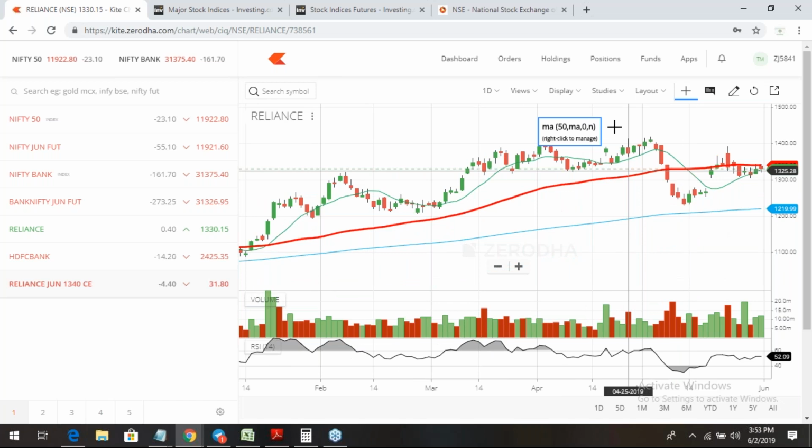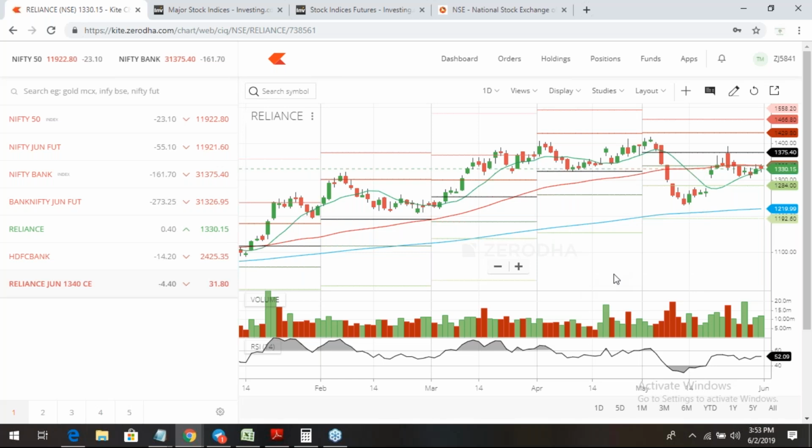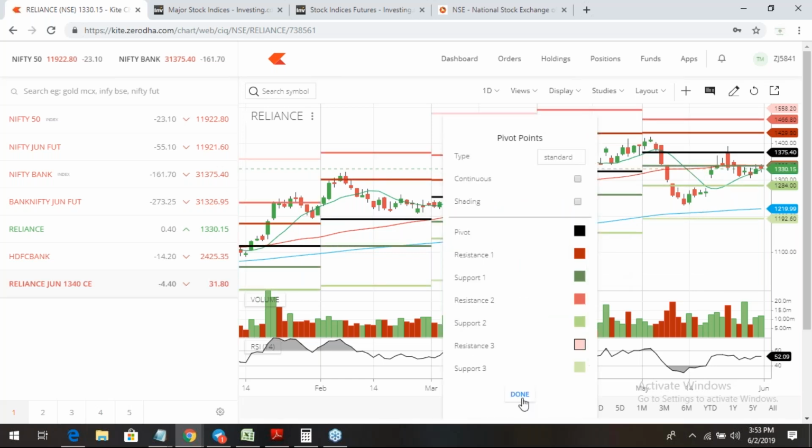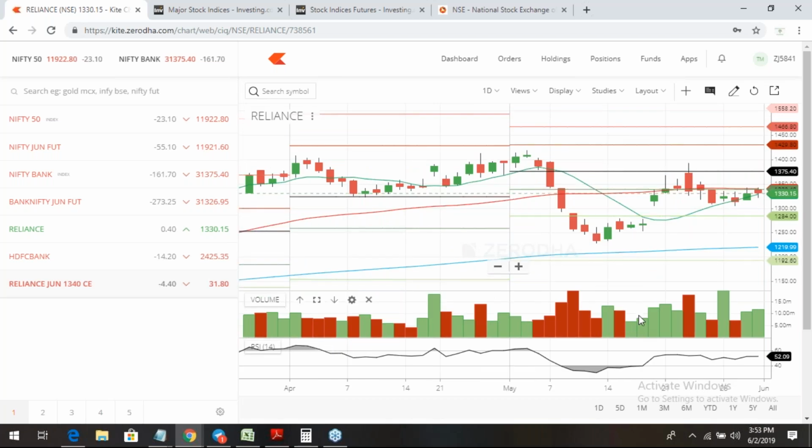Now, we have to use pivot point. Pivot point has 7 lines. What are the 7 lines? One red. The main pivot point is this black line, right? It is the average price of the previous day or previous month.